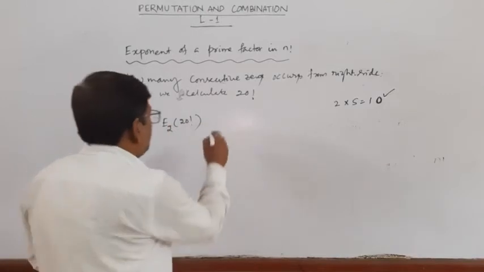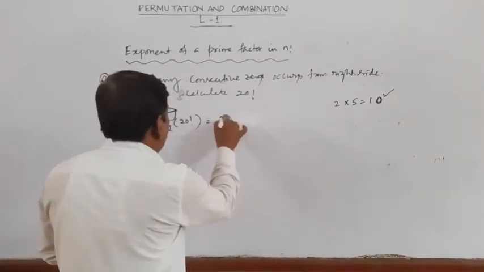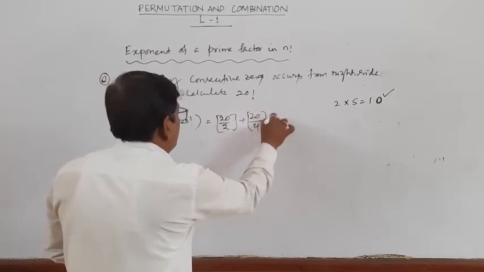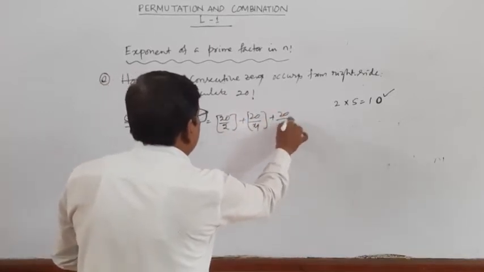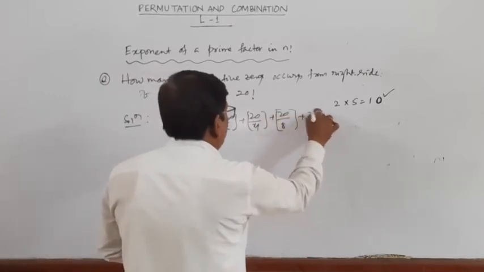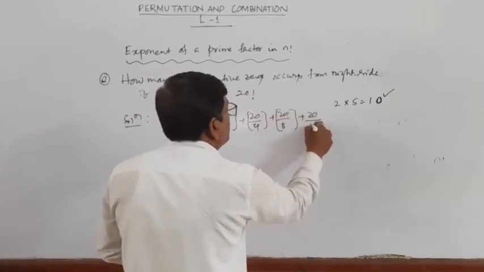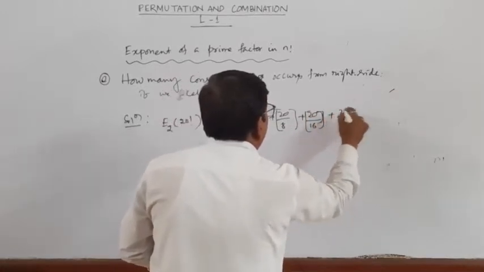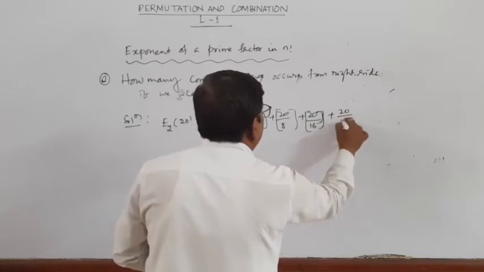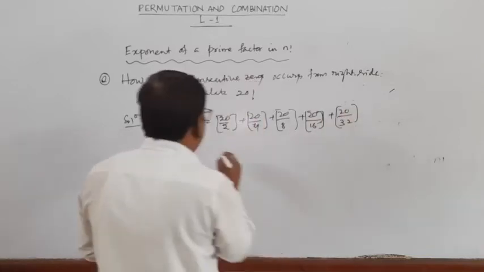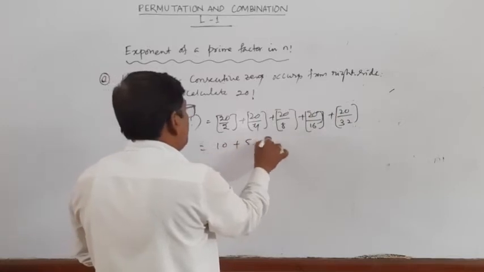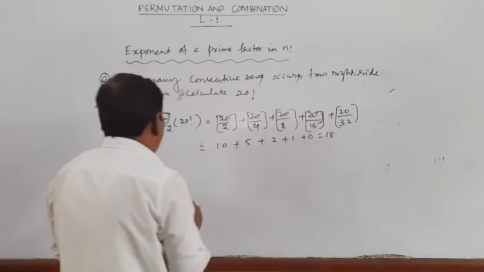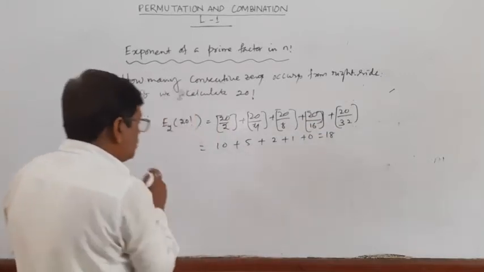Exponent of 2 in 20 factorial: 20 by 2 plus 20 by 2 square, which is 4, plus 20 by 2 cube, which is 8, plus 20 by 2 fourth, which is 16, plus 20 by 2 fifth, which is 32. So this will be 0. 10 plus 5 plus 2 plus 1 plus 0. That's it, 18. We get 18 twos. That is 2 to the power 18.